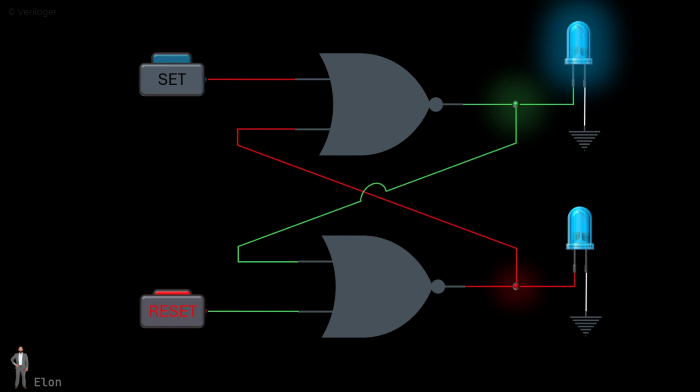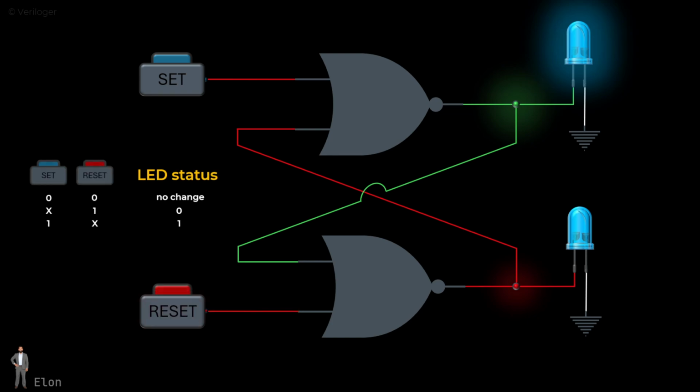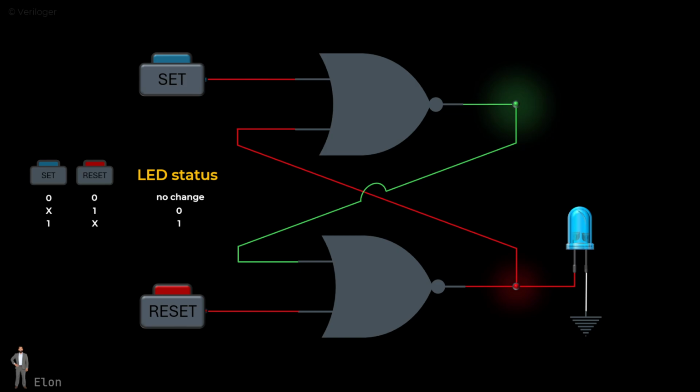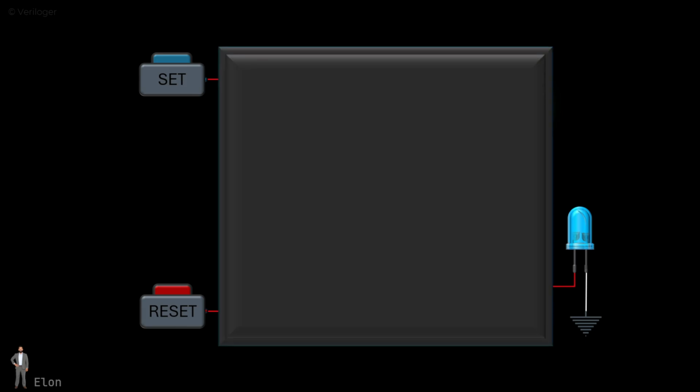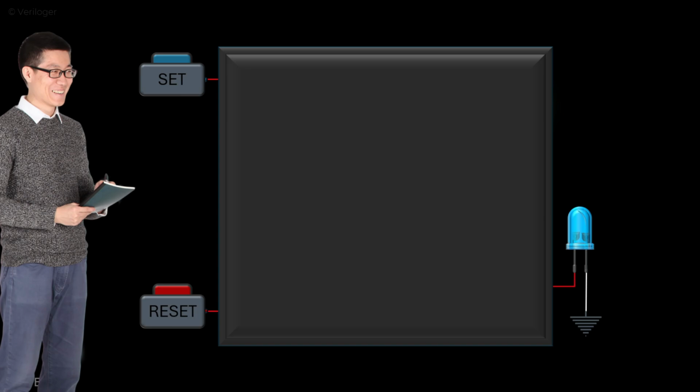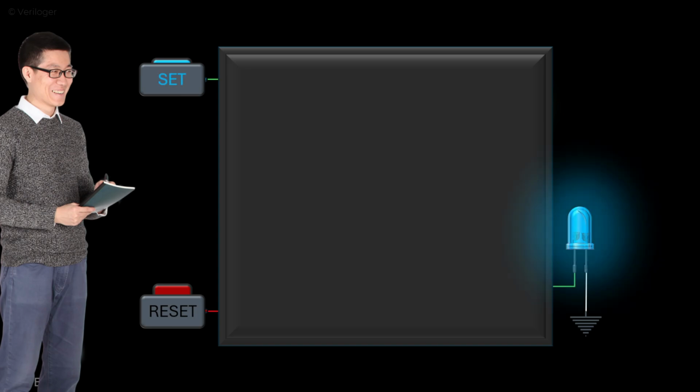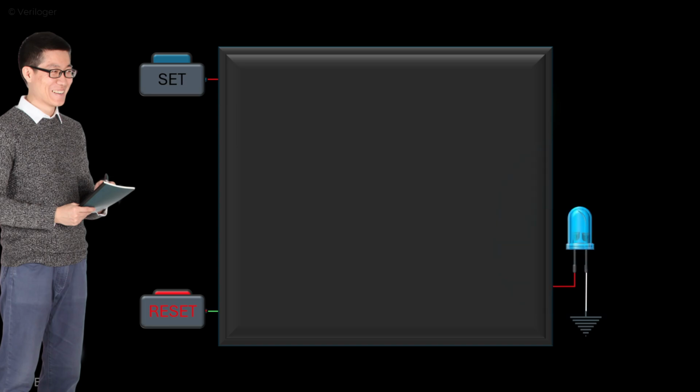Elon noticed that the lower LED always behaved the way the professor wanted, as it matched the truth table of the SR latch in all cases. So he removed the upper LED, put his circuit in a black box, and showed it to his professor. The professor tested Elon's circuit. He pressed the set button and the LED turned on. Then he released it and the LED kept its state. Finally, he pressed the reset button and the LED turned off, and after releasing it, it also stayed off.